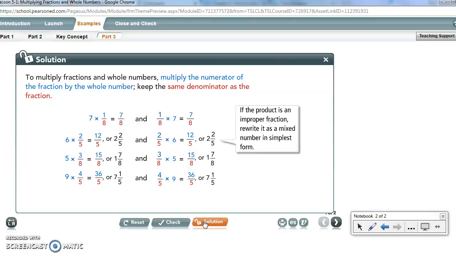To multiply fractions and whole numbers, multiply the numerator of the fraction by the whole number. Keep the same denominator as the other fraction. Good.